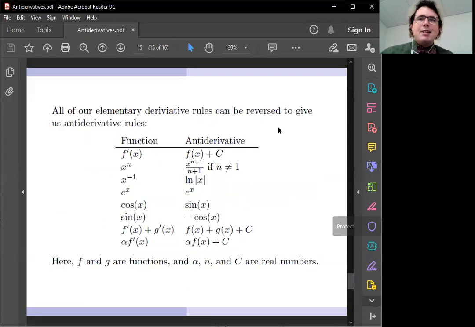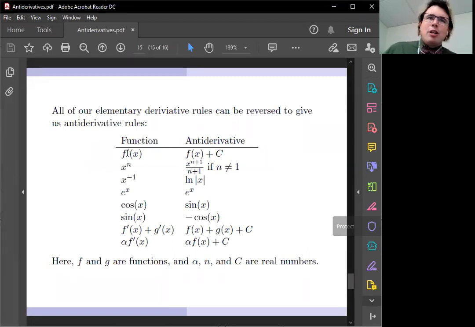Now, just as a refresher, here are examples of antiderivative rules. Every single derivative rule can be turned into an antiderivative rule, every single one. For right now, because we're just starting to learn about antiderivatives, we'll focus on some of the elementary ones.